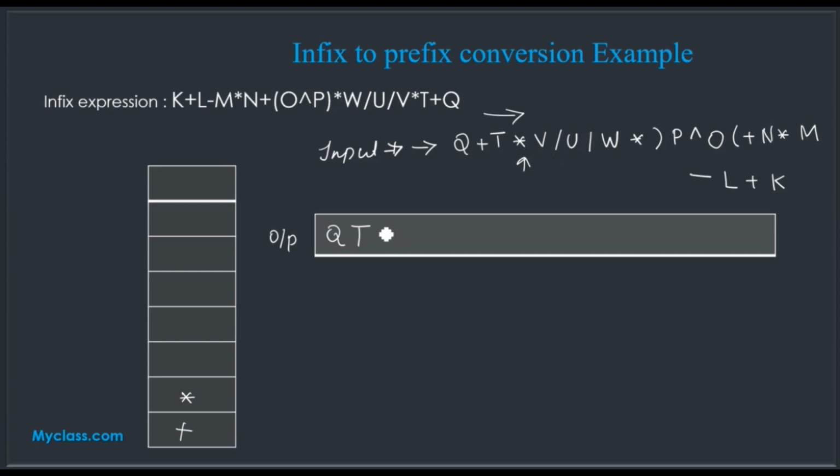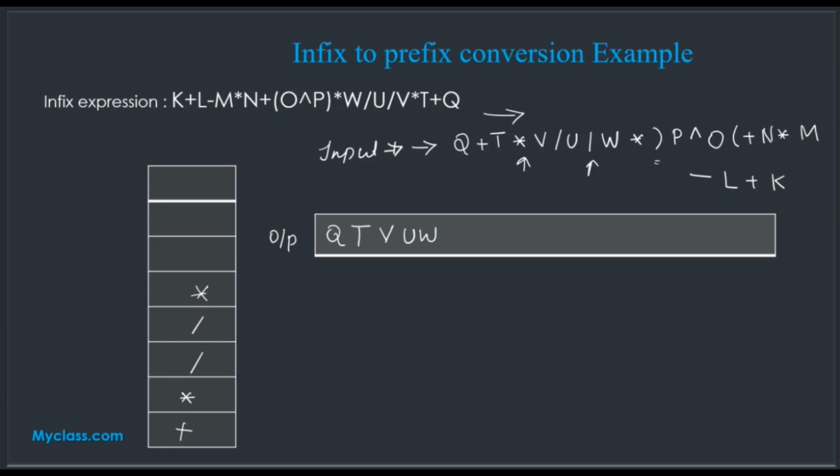Now an operand came, that is v. Now there is another operator, division, with the same precedence as our star. In the same precedence condition, we push this operator into our stack. Now there is another operand, u. Now there is another division with the same precedence, so we push that into our stack. Another operand, w, we add into our output expression. Now there is a star. Star also has the same precedence as the division on top of the stack, so we push it into our stack.